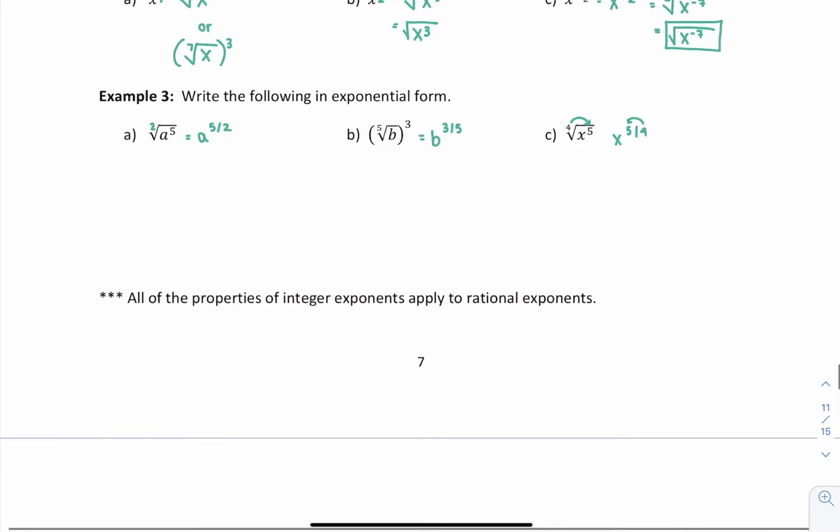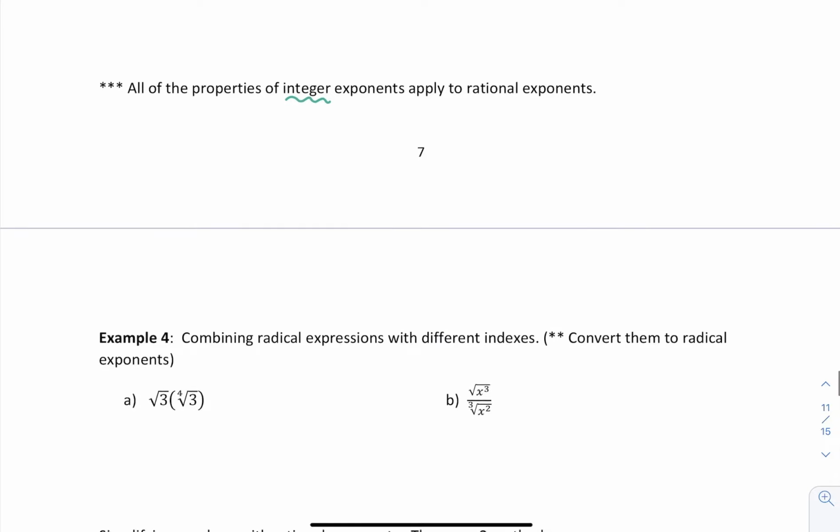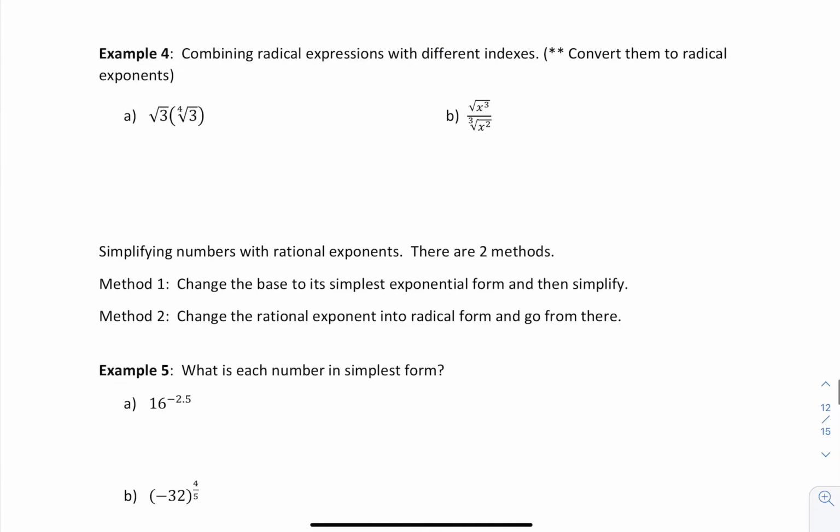And all of the properties of integer exponents, or basically whole number exponents, apply to rational exponents. So anything I can do with the fraction exponents, I can do with whole number exponents. So now let's try to combine radical expressions with different indices. So you have to convert them to radical exponents to do this.